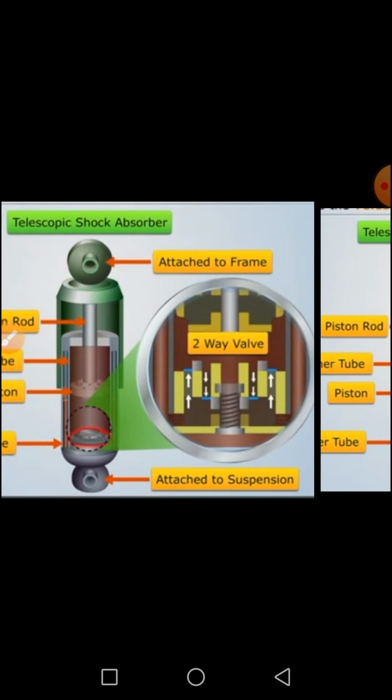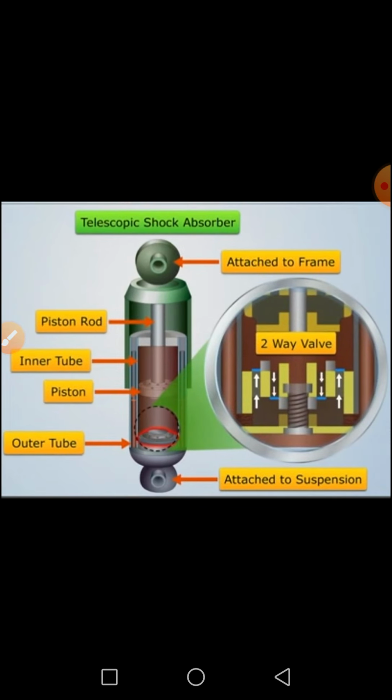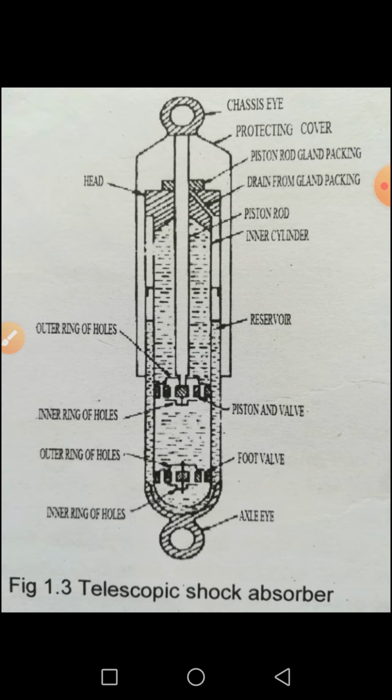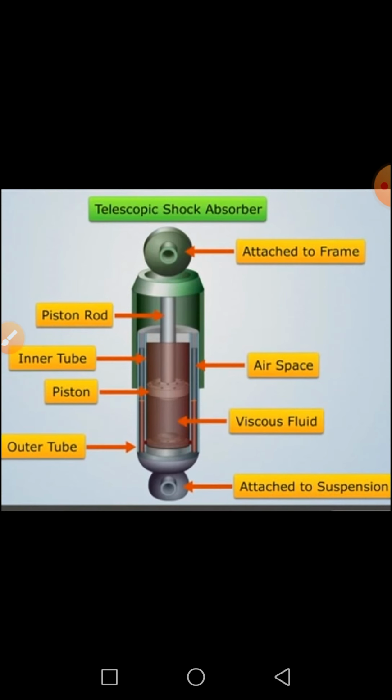And another valve is there in the bottommost position of the inner tube, which connects the inner tube and outer tube. It is also a two-way valve. It also works on the principle of pressure difference. These are the main components of telescopic shock absorber.